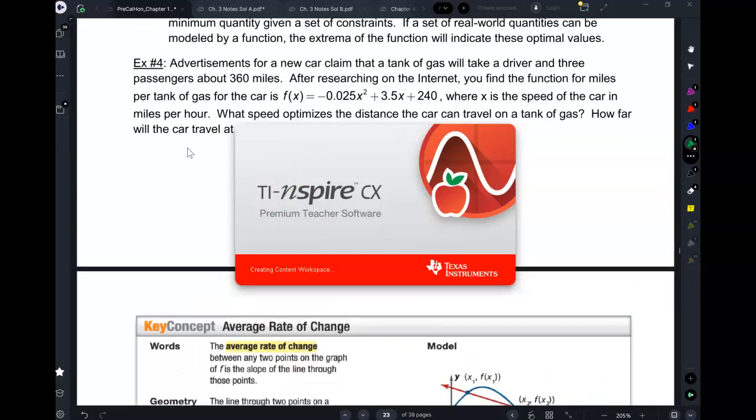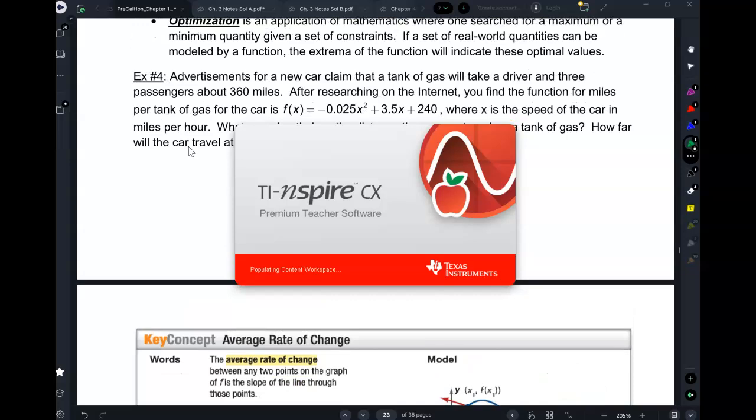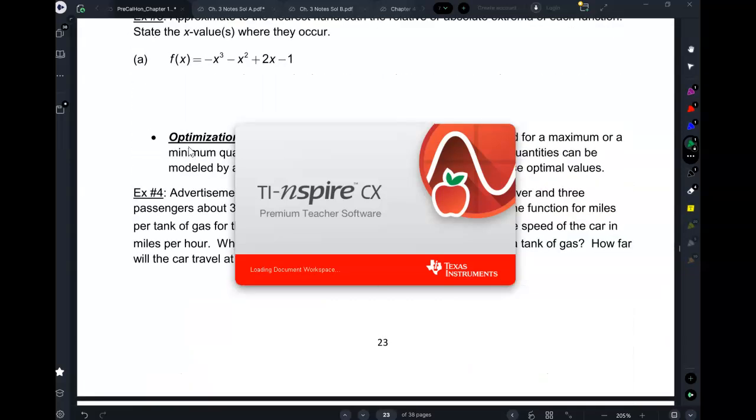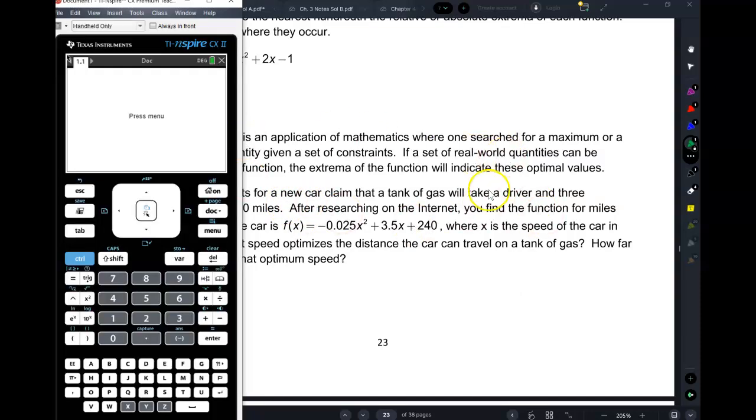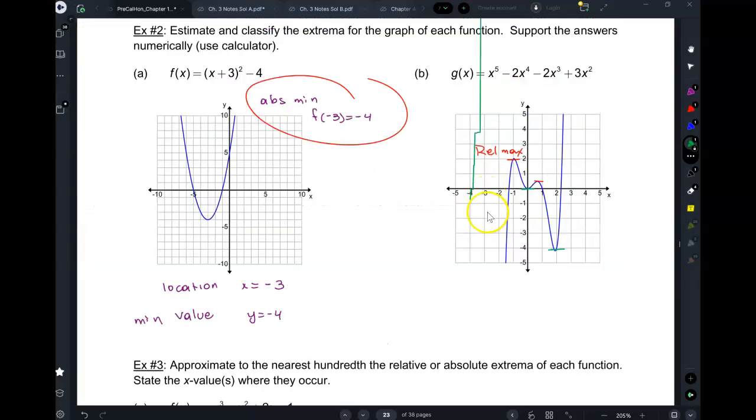Wait, for B, I don't understand why the maximum is not the absolute maximum. Okay, is that the highest point that the graph ever reaches in its entire lifetime? Or does the graph go up higher to the left or to the right? If it didn't go up higher, then it would have been an absolute maximum, right? Okay? All right. So here.